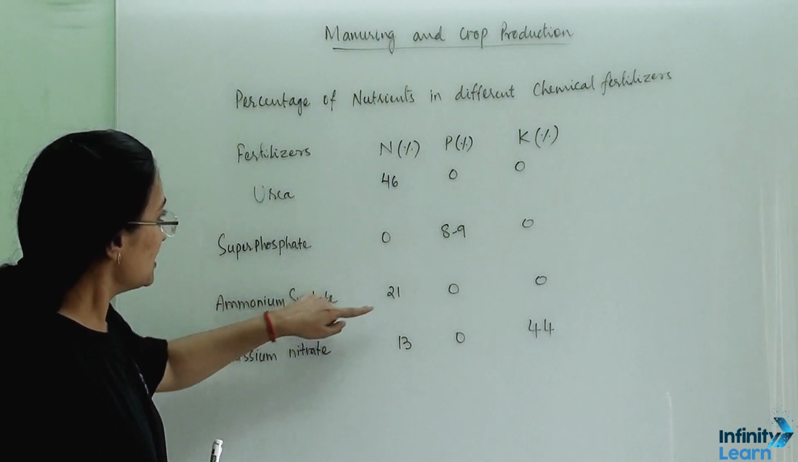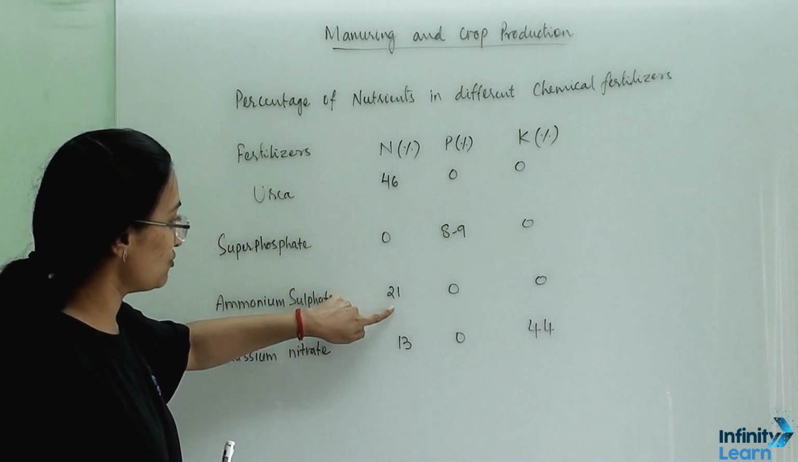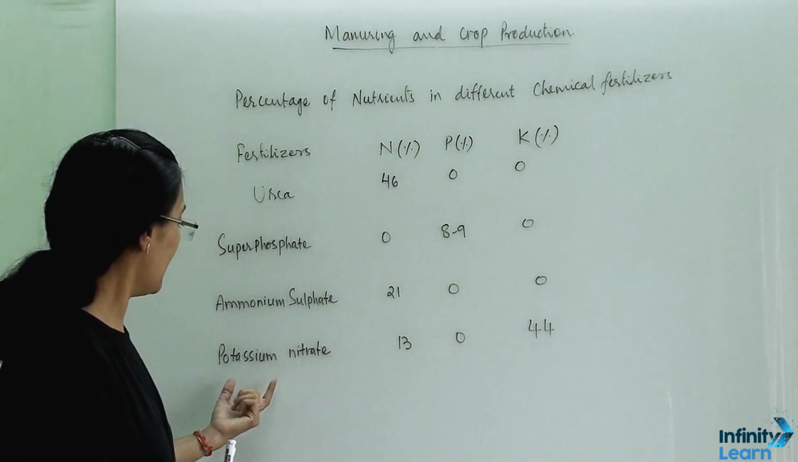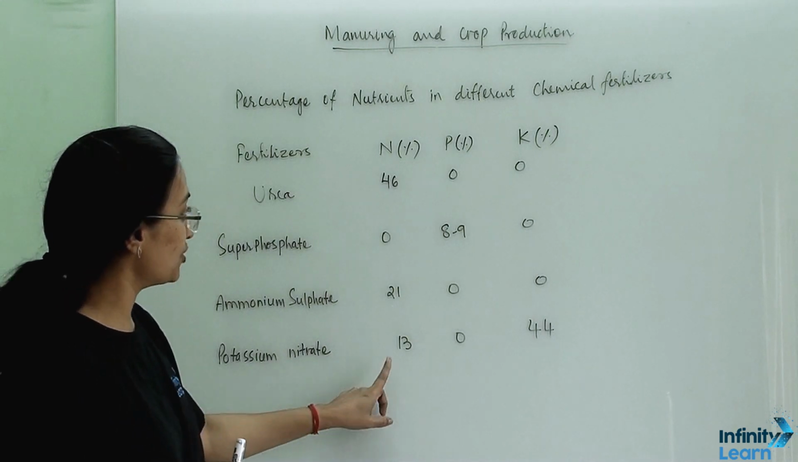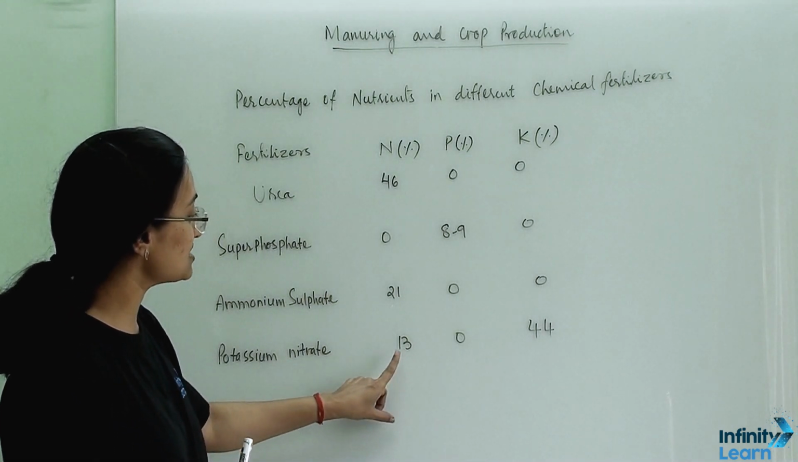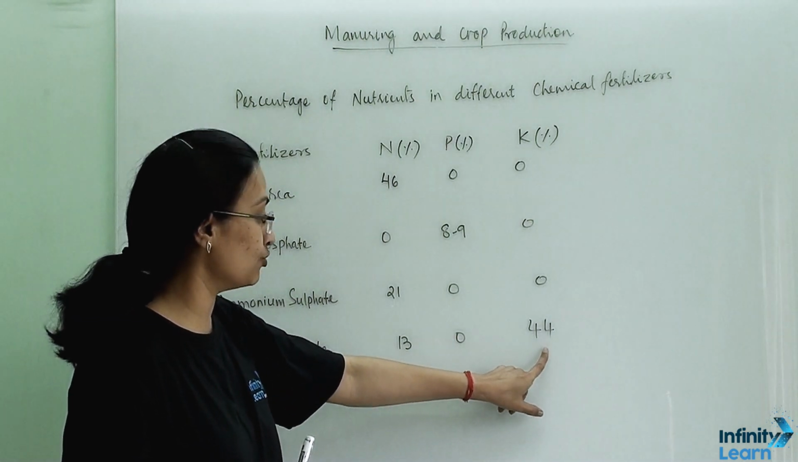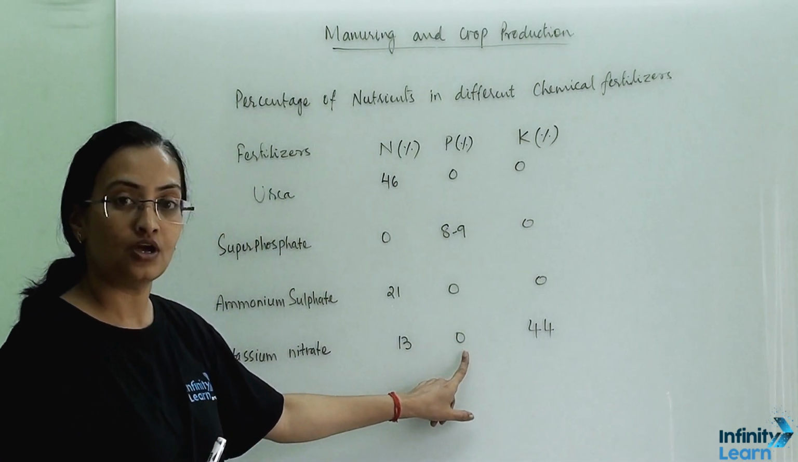In ammonium sulfate, 21% nitrogen will be there, but phosphorus and potassium will be absent. In potassium nitrate, potassium and nitrate will be there. That means nitrogen will be 13% and potassium will be 44%, but there will be an absence of phosphorus.